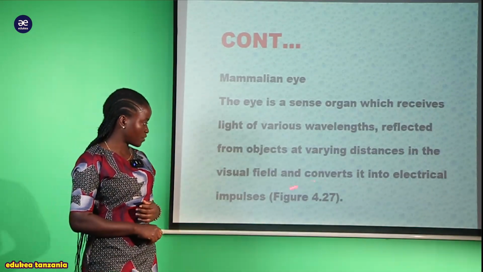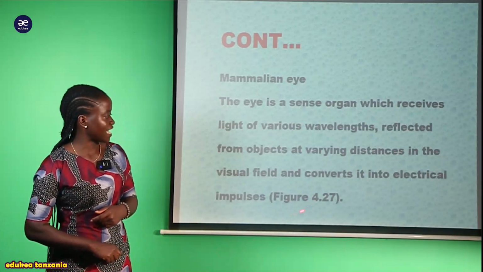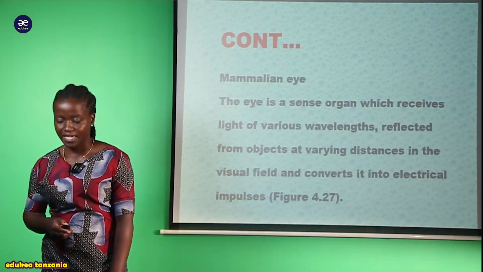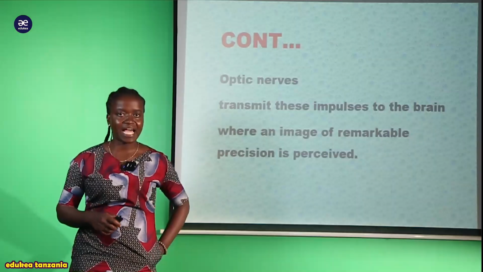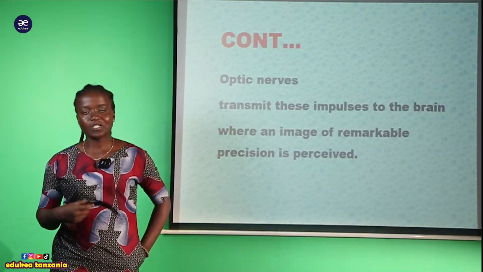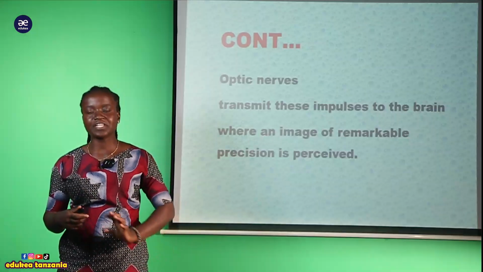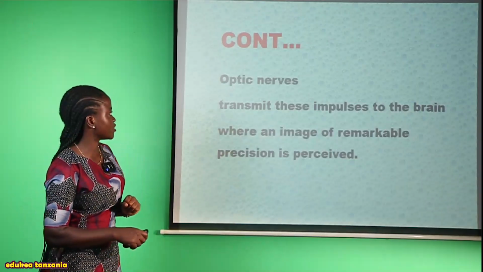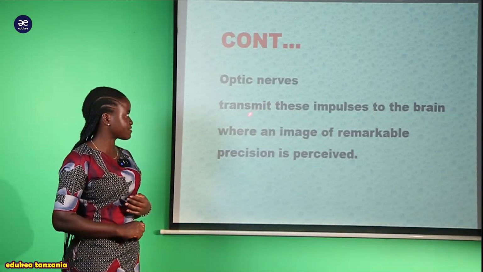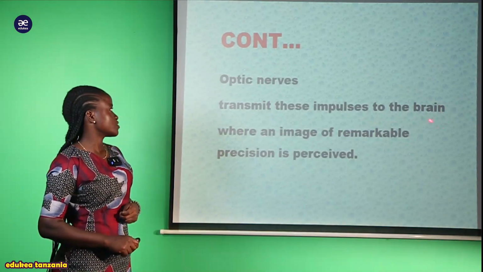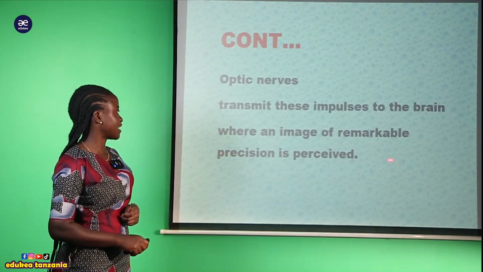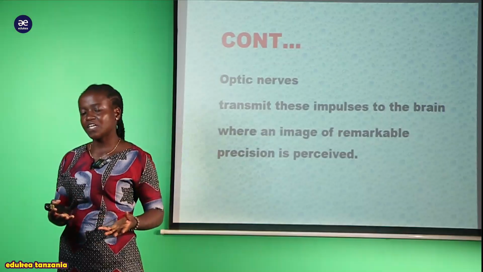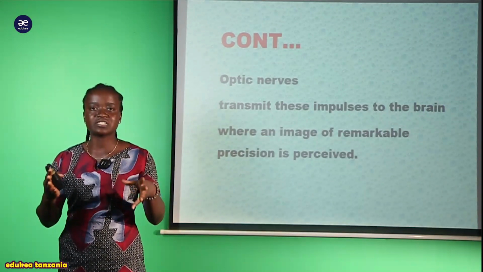So in this figure, figure 4.27, is where we are going to see the structure of the mammalian eye. Now we can say that within the mammalian eye we have the optic nerves. Optic nerves ndizo ambazo ziko responsible kwa ajili ya kutransmit the electrical impulse to the brain. Now let's see the explanation. We are saying that optic nerves transmit the impulse to the brain, where an image of remarkable precision is perceived.